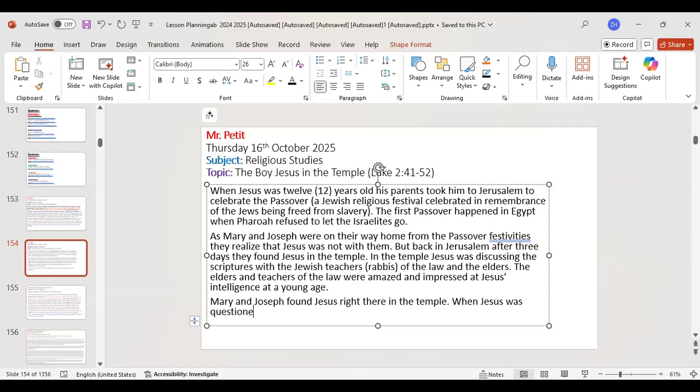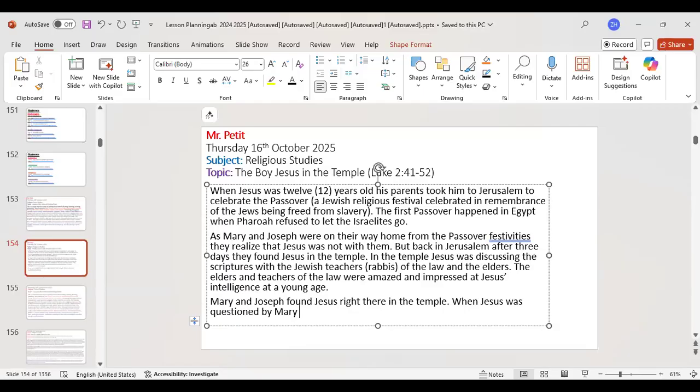In the temple, when Jesus was questioned by Mary. The temple is a place of worship, right? Yeah, but I remember back in those days you had priests, and they lived in the temple. So obviously he slept there, he had food there. You could live in a temple. Like Samuel, who lived in the temple with the priest of that time. I can't remember his name, but Samuel lived in the temple.